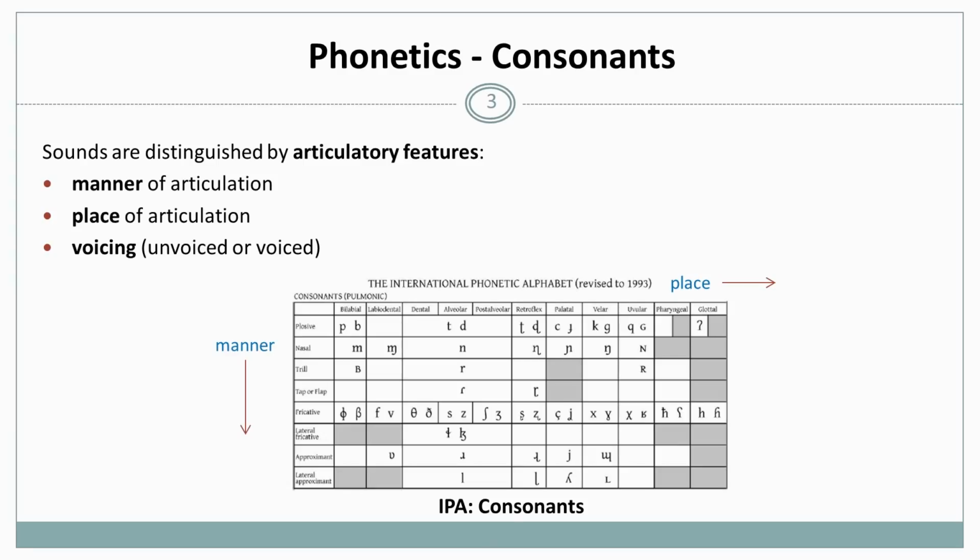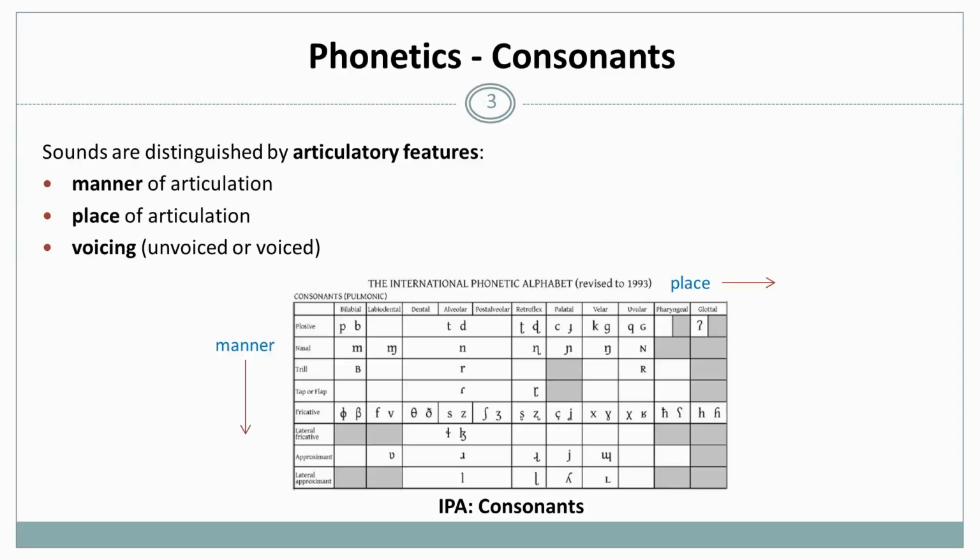In phonetics, we try to describe sounds by their articulatory features. And this is done in consonants using manner of articulation, place of articulation, and voicing. And here we have a typical table of the International Phonetic Alphabet that is typically used to do phonetics. It is also called the IPA.